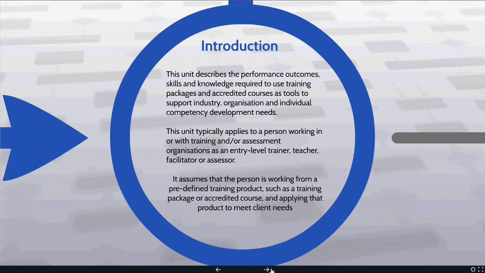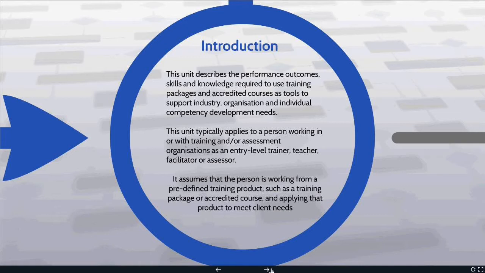So this unit describes the performance outcomes, skill and knowledge required to use training packages and accredited courses as tools to support industry, organisation and individual competency development needs. What does that mean? Well, that just means that you are going to learn how to get a qualification or a particular subject and use that to help, whether it's a company or you're working for someone like us or a group of individuals, helping choose and design these subjects and qualifications to get those people to their end goal.